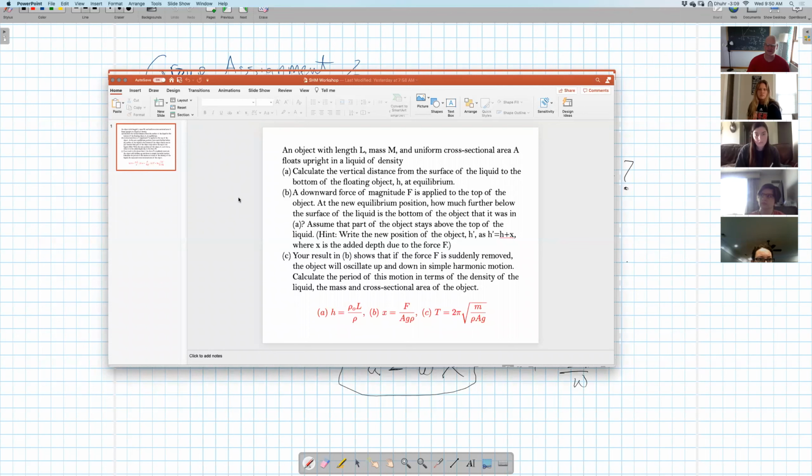So in the first part, it wants us to say, okay, the object is just sitting in the fluid. Part of it is going to be underneath the fluid. Let's call that amount H, and we just want to know how much is that amount H. So how much of it is floating under the fluid.